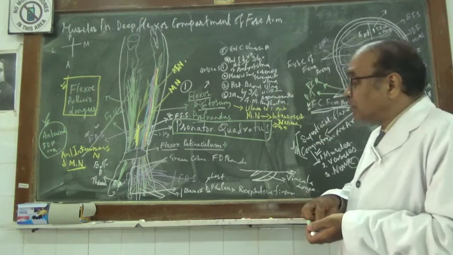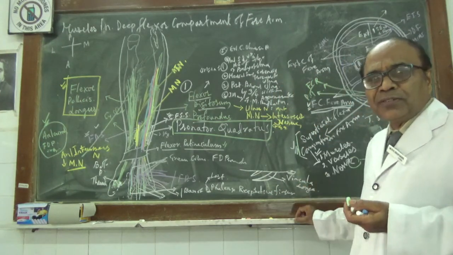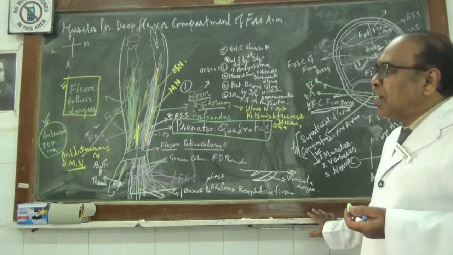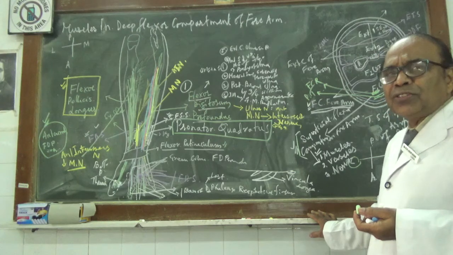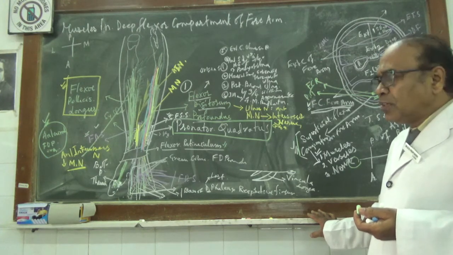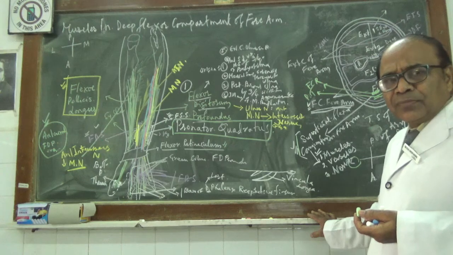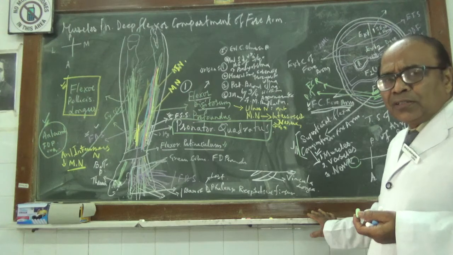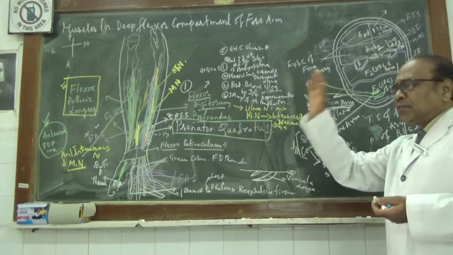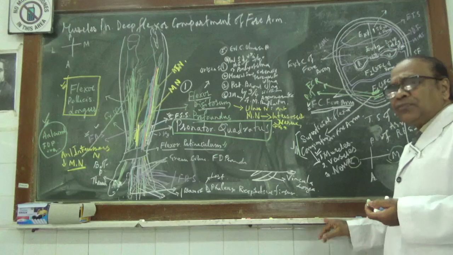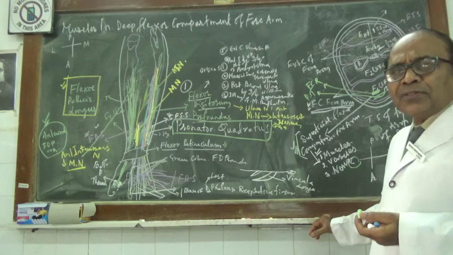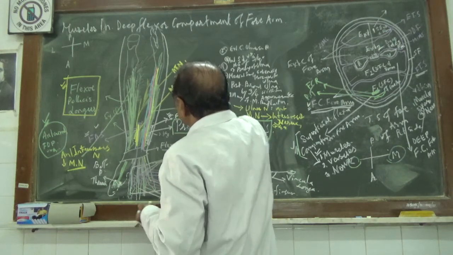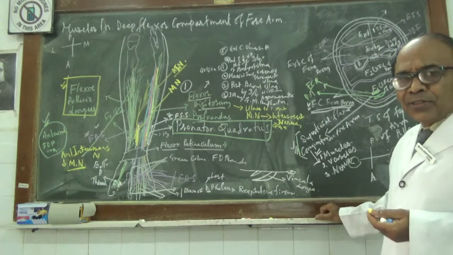Now coming to the action. The action of the pronator quadratus is simultaneous with that of the pronator teres, that is the pronation of the hand on the long axis of the forearm. So this pronator quadratus is acting along with the pronator teres. Then, what is the nerve supply for this? The nerve supply for the pronator quadratus is the anterior interosseous nerve, which is the branch of the median nerve.